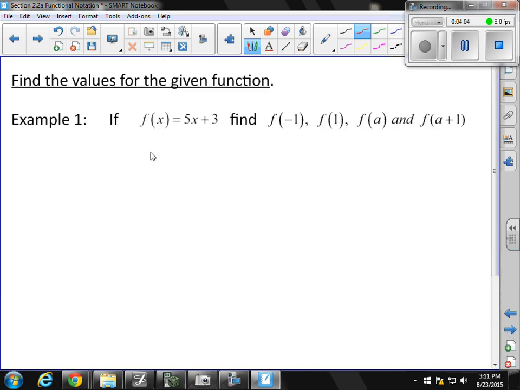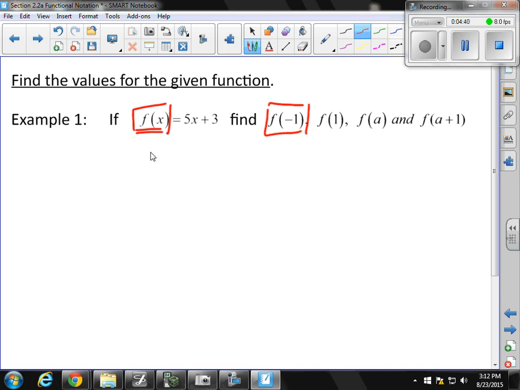We want to evaluate a function, or find function values. If you notice in these definitions, f of x defines a function. So our function notation, the function f of the variable x, is given by f of x equals 5x plus 3. Now f of x doesn't mean f times x. That entire symbol is just one symbol that represents our function. We're asked to find f of -1, f of 1, f of a, and f of a plus 1. So four calculations here.